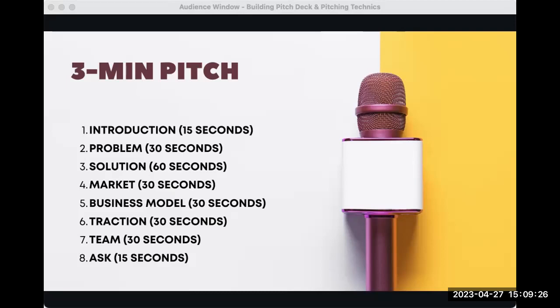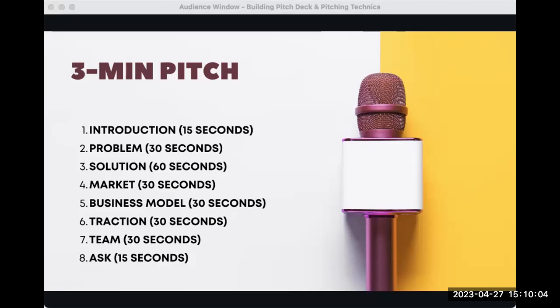Then solution, of course. Explain how your startup solves the problem and the unique value proposition it offers. Focus on the benefits that your solution provides and why it's better than existing alternatives. Then talk about the market. Describe your target market and the size of the opportunity. Explain why your target market is attractive and how your startup plans to capture a share of the market.